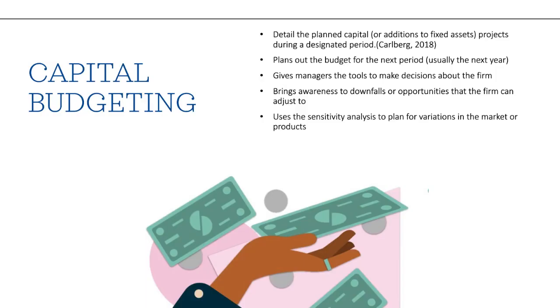Capital budgeting plays a vital role in firms' ability to grow while operating. The capital budgets detail the planned capital projects during a designated period, plan out the budget for the next period, give managers the tools to make decisions about the firm, bring awareness to downfalls or opportunities that the firm can adjust to, and lastly, use the sensitivity analysis to plan for variations in the market or products.